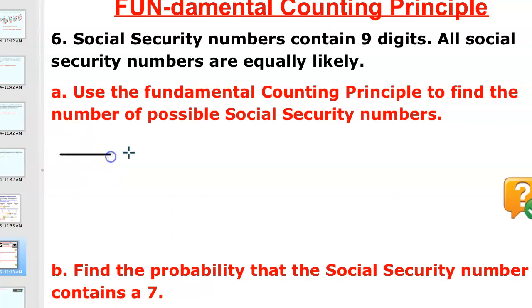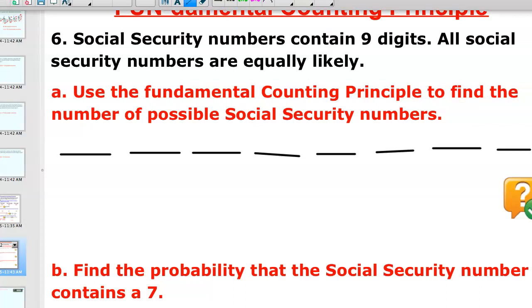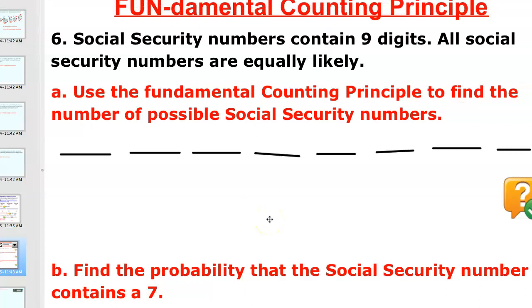So let's draw lines. 1, 2, 3, 4, 5, 6, 7, 8. Running out of space here. Make that 9. All right. There are 9 spaces, okay? All right. Now, there are 10 possible digits for the first number.